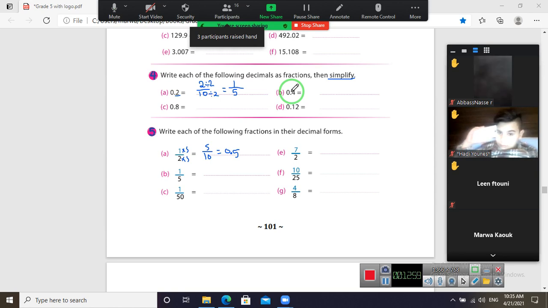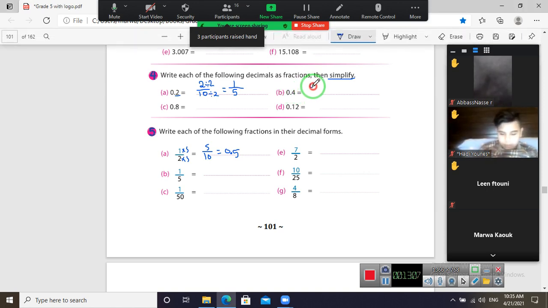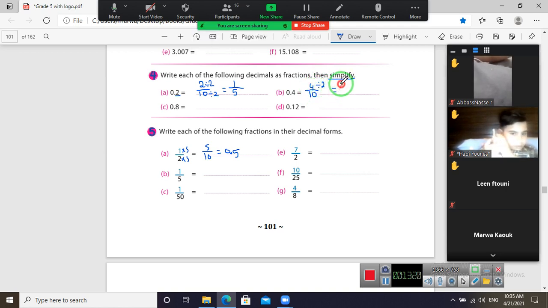Okay. 0.4 as a fraction. 4 over 10. Okay, you can divide 4 and 10 by 2, excellent. It will be 2 over 5. Very good. I will move to Hadi Yunus.